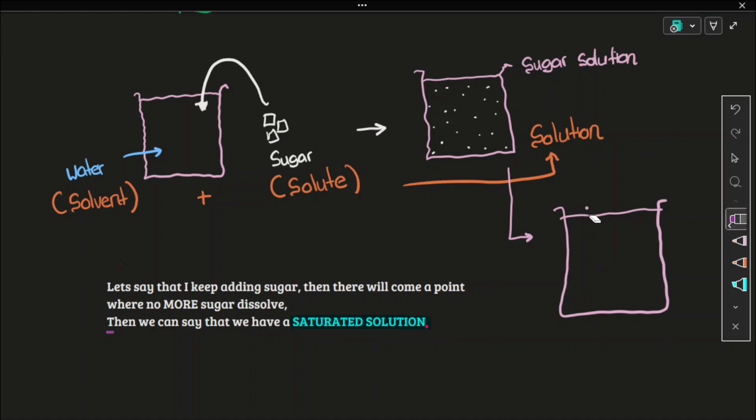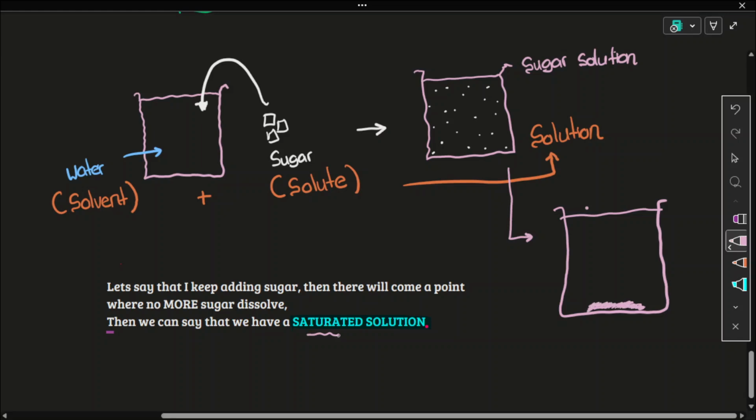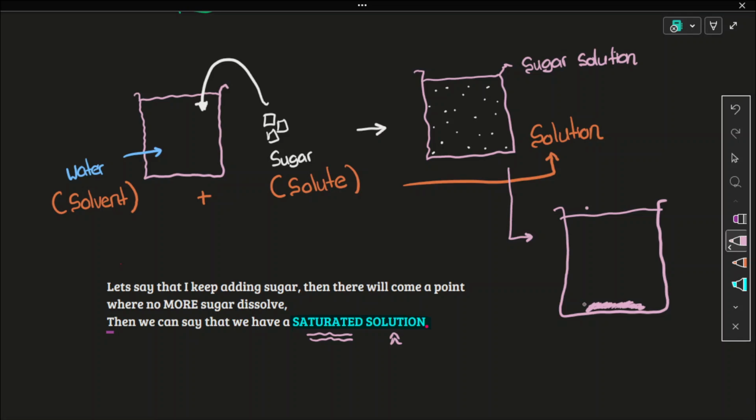And now what would happen when sugar can no longer dissolve? It will just start depositing at the bottom right here, right? That is because the solution is saturated. This sugar literally cannot dissolve. It's come to a saturated point. So now we have in our hands a saturated solution.